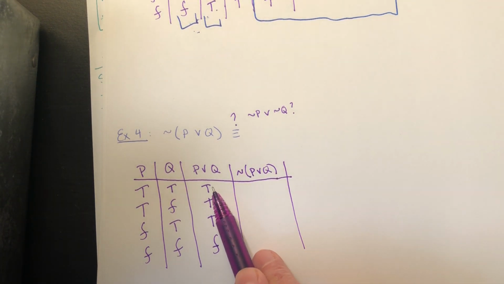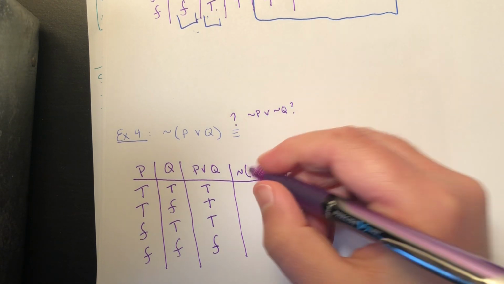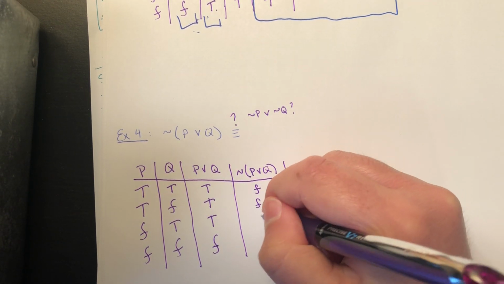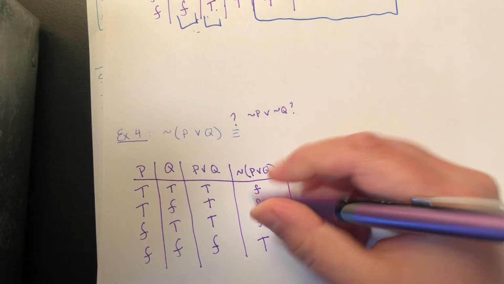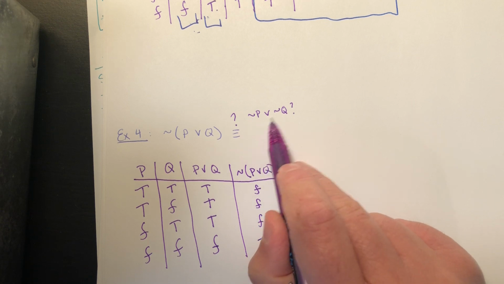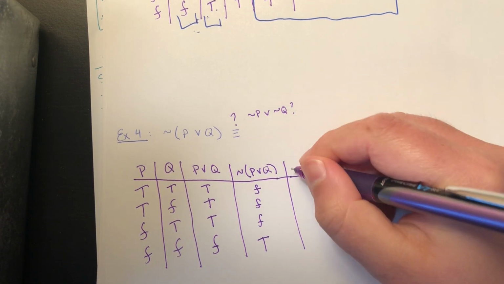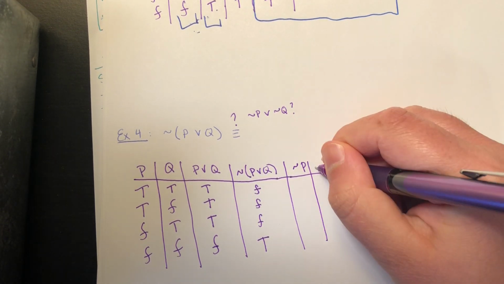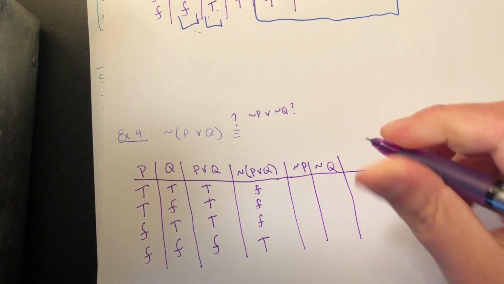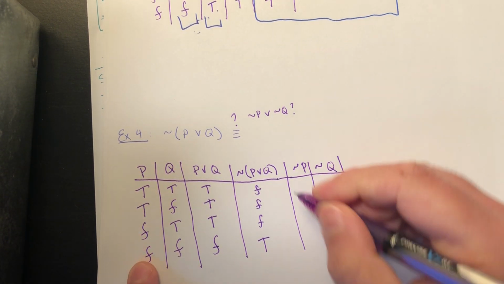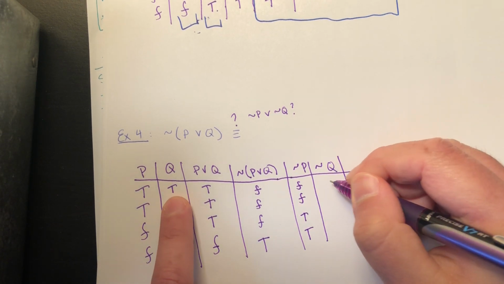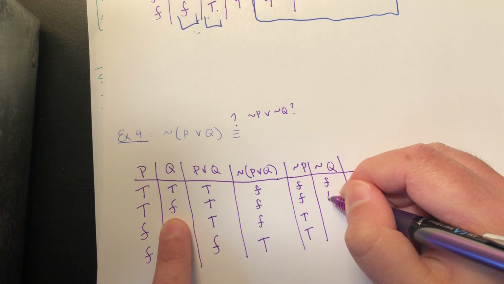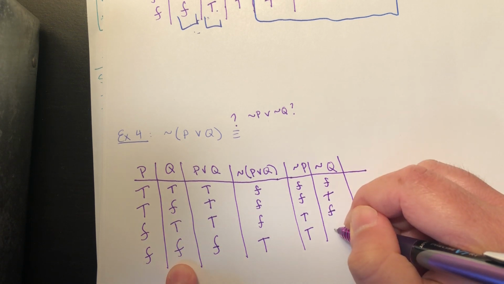All right, so I'm going to take all the T's and switch them to F's and vice versa. So the negation of P or Q would look like false, false, false, true in this truth table. Now, is this logically equivalent to the statement not P or not Q? Well, if I wanted to find that out, I would need a column for not P and a column for not Q. All right, not P is the negation of the P column, so it looks like false, false, true, true. And not Q is going to look like false, true, false, true.